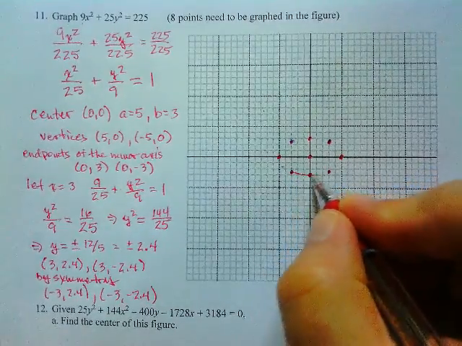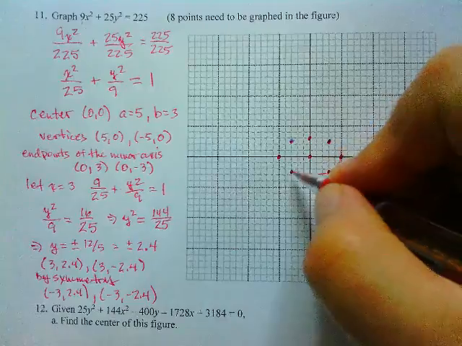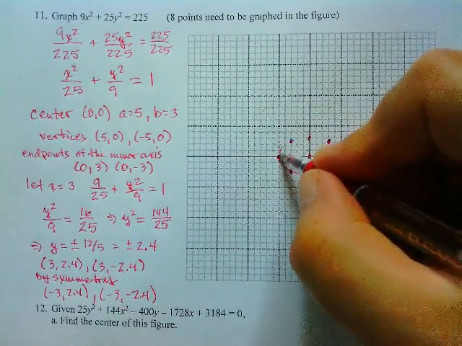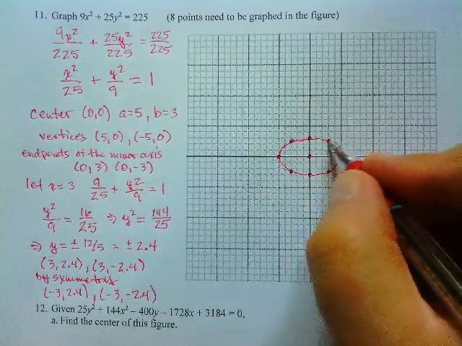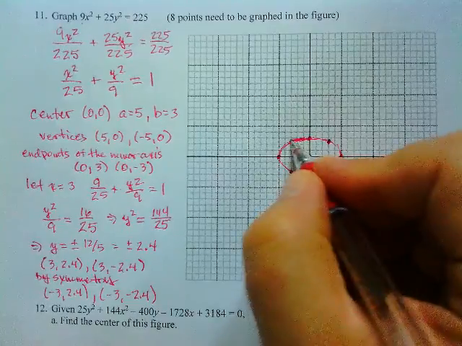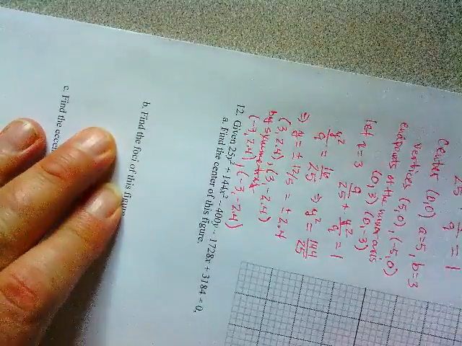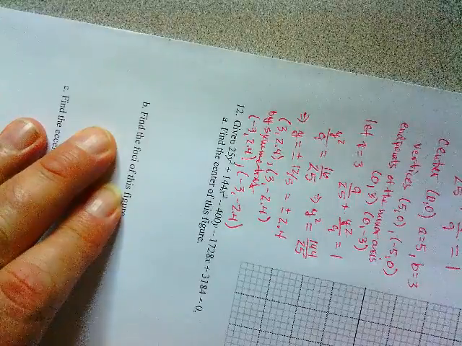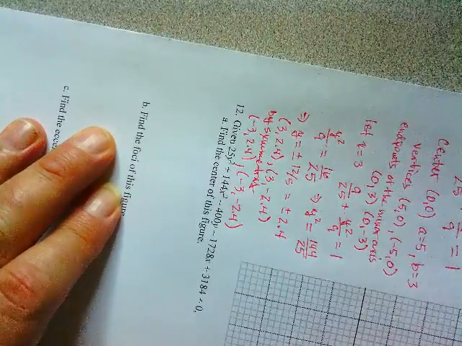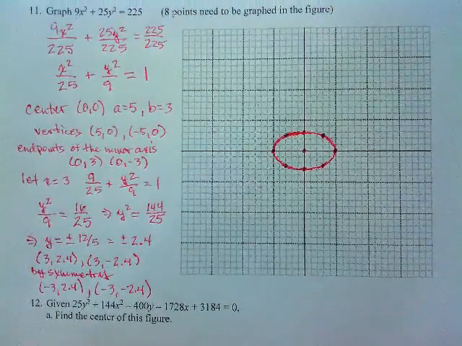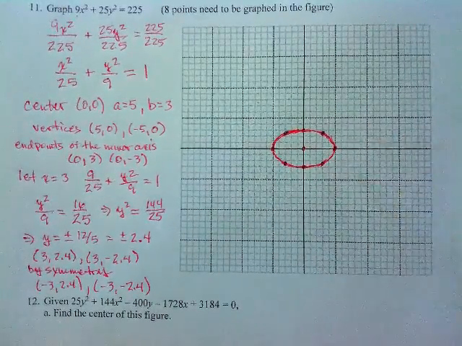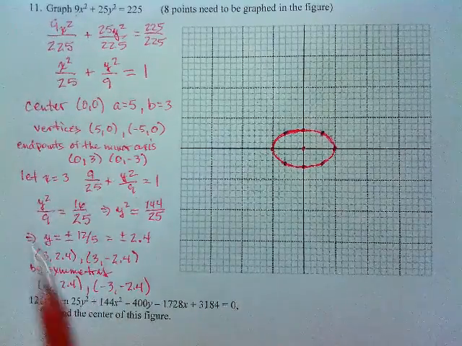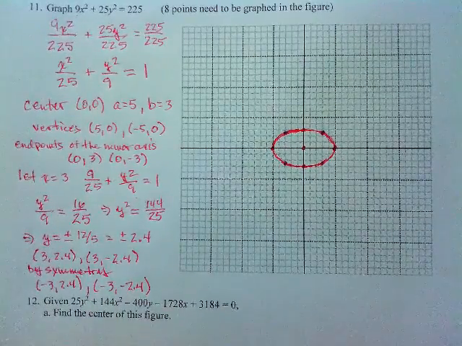And so here is the graph for this ellipse. And of course, 2 things to note. Number 1, I want to be able to see the 8 points, but number 2, I want to see the algebra that it took to get those 8 points.